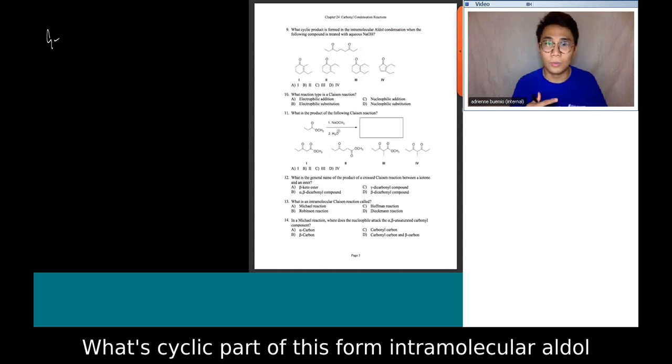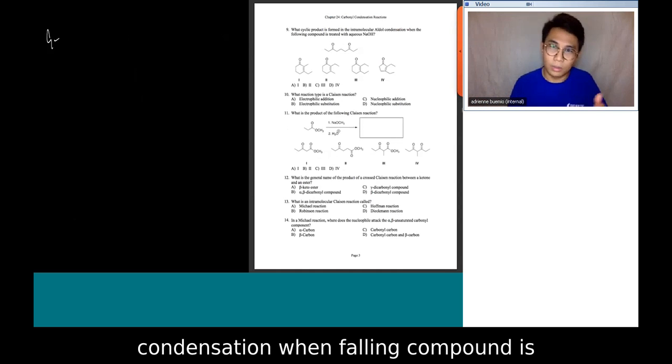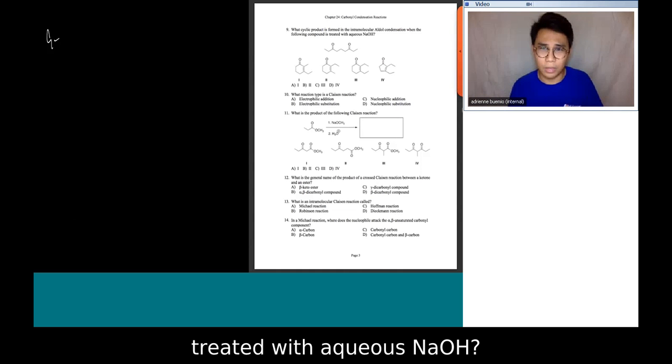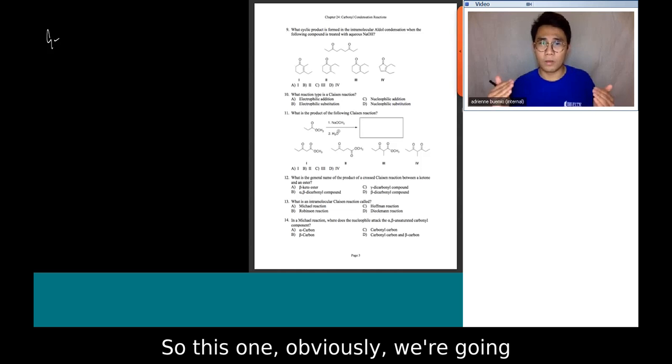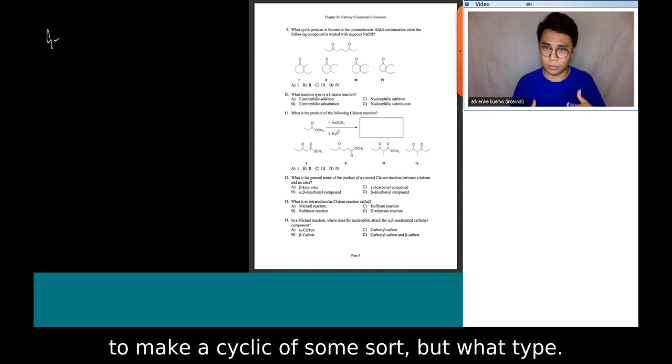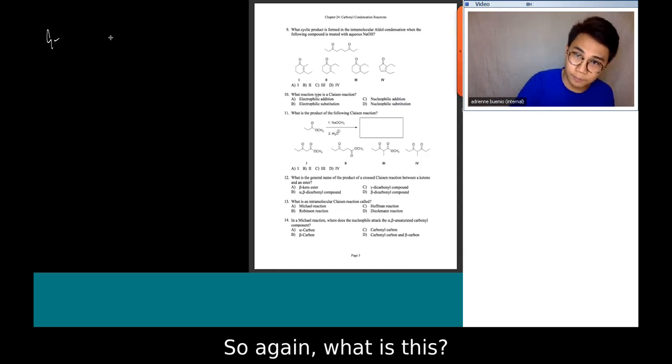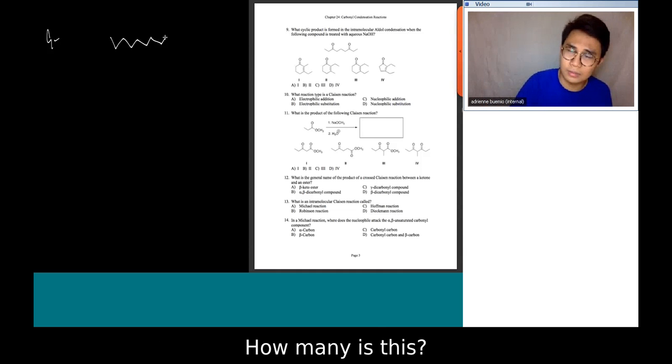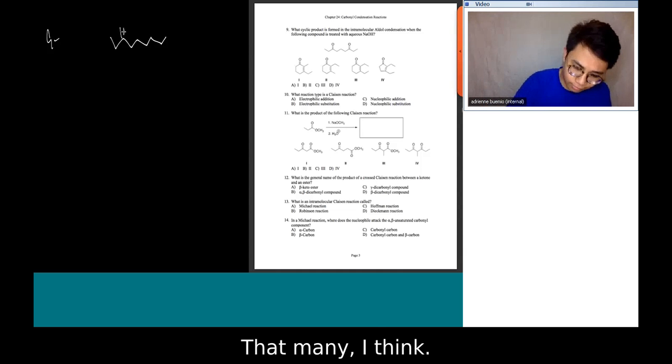9. What cyclic product is formed in intramolecular aldol condensation when the following compound is treated with aqueous NaOH? So this one, obviously we're going to make a cyclic of some sort, right? But what type? So again, what is this? How many is this?